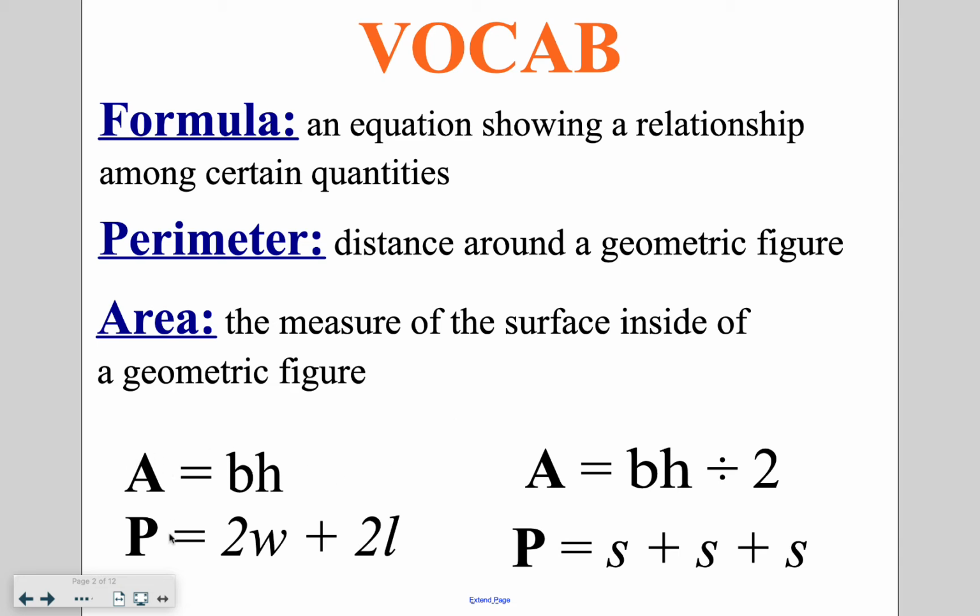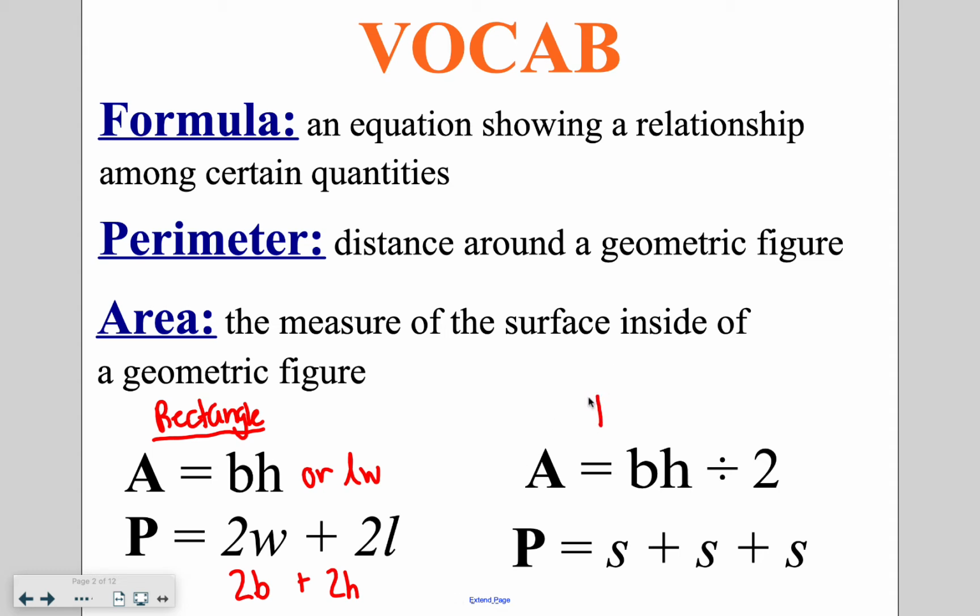We're going to look at two types of figures today. The first is a rectangle. So we have our two formulas here. The area is base times height, or it could be referred to as length times width. The perimeter is 2 times the width plus 2 times the length, or it could be 2 times the base plus 2 times the height, depending on which terminology you prefer.